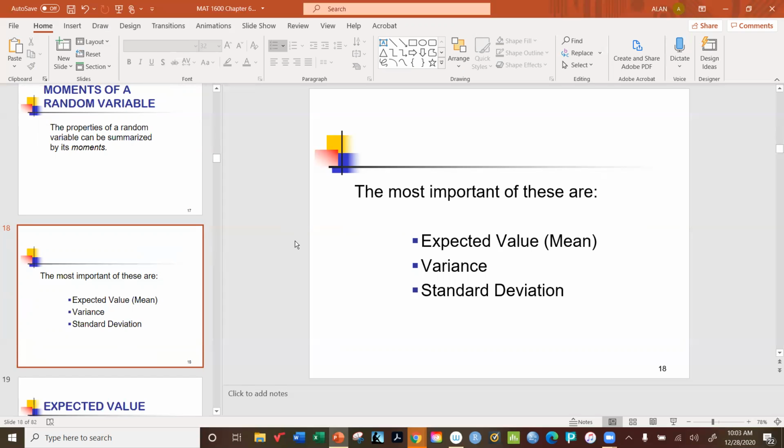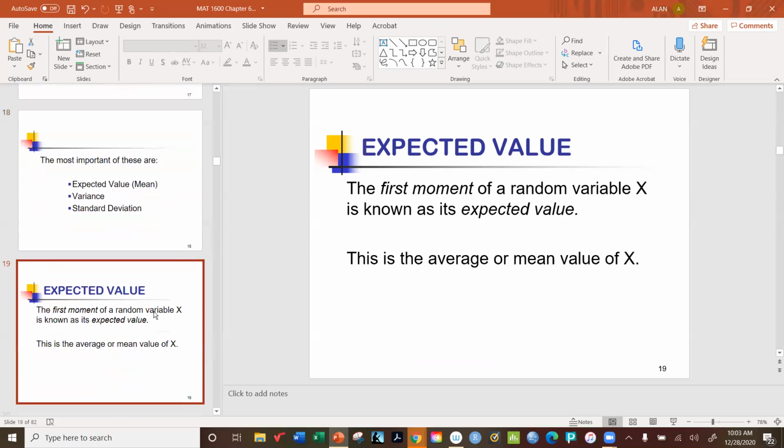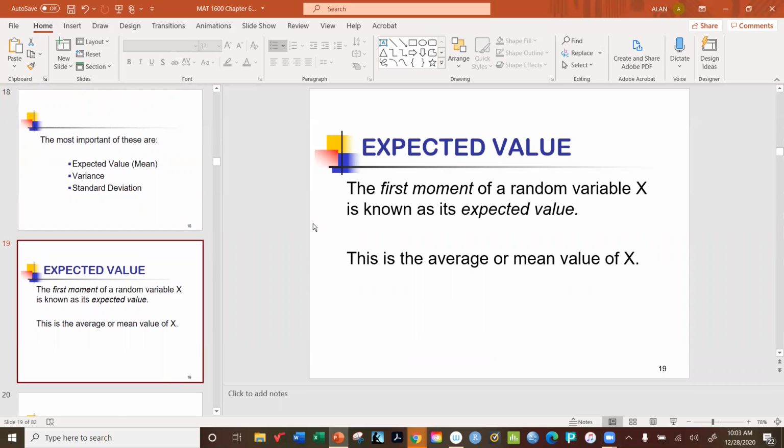I just want to point out that these formulas only apply to discrete random variables. Continuous random variables have a set of their own formulas, but here we're going to focus on discrete random variables. The formulas will involve some notation we've seen before, by which I mean the summation operator. We'll see quite a bit of that. So let's take a look at our first case. The first moment of a random variable X is called the expected value, which is just another name for average or mean.